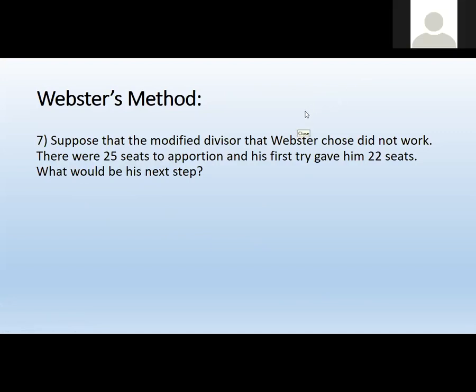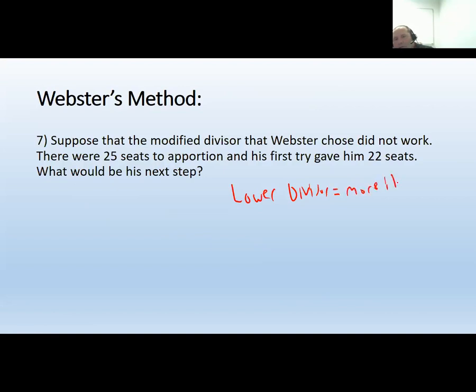Raise? You actually want to lower it. Let me give you an example here. Let me just write the rule. Lower divisor equals more items to be apportioned. I'll show you why. Higher divisor, it's the opposite of what you might assume, equals fewer items.